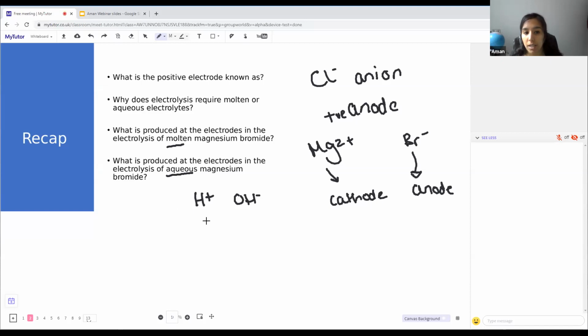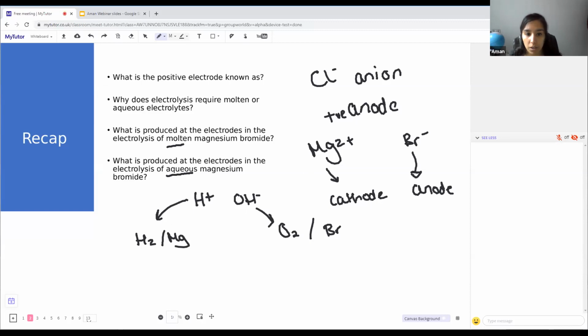So that means that at the cathode, we could either produce hydrogen or magnesium. At the anode, we could either produce oxygen or bromine. And there are rules to remembering which ones are produced. Good, okay, so I'm pretty sure everyone's given me the right answer there.